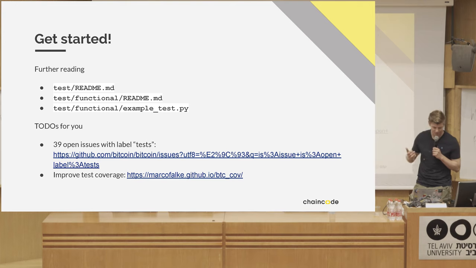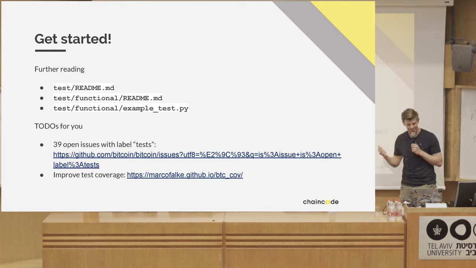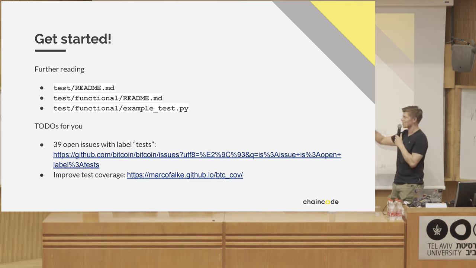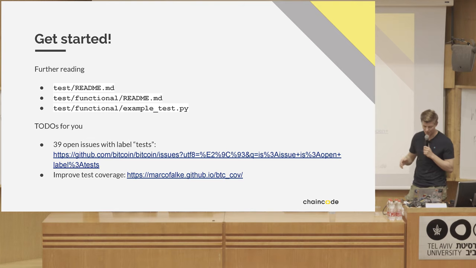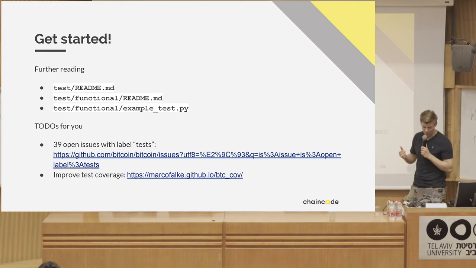I really like to give these hands-on talks because I want to encourage people to contribute. So you don't really have any more excuses now. You can go maybe read these two README files. There's the functional test README file, but there's also the general test README file that has some information that is still relevant for the functional stuff. Then you can look at this example test. It's not really doing much. It just does the same or similar stuff as the get blockchain info test that I showed you, but it has more comments even. So that's maybe helpful for some people.